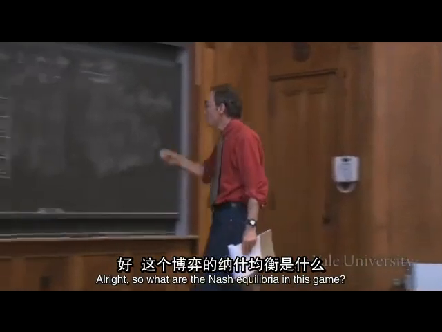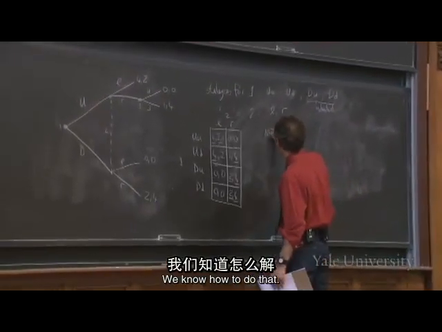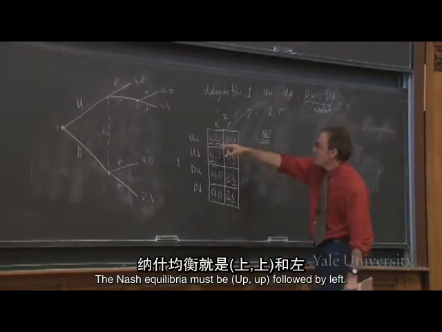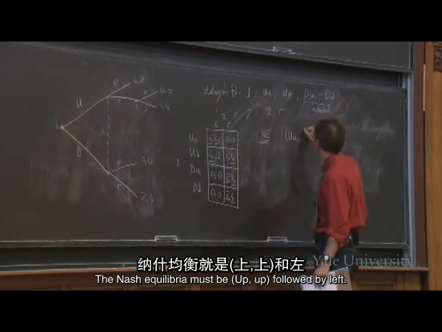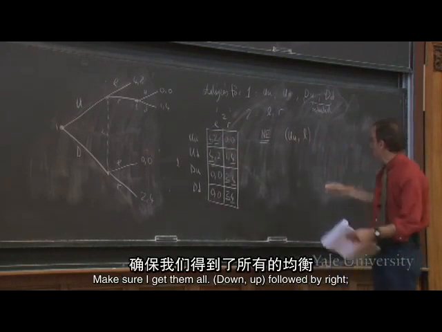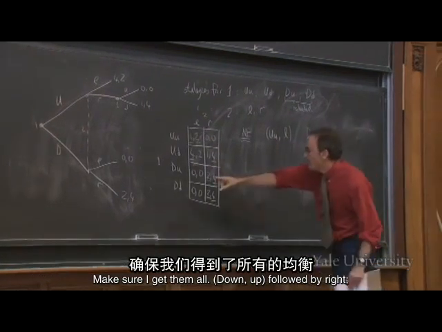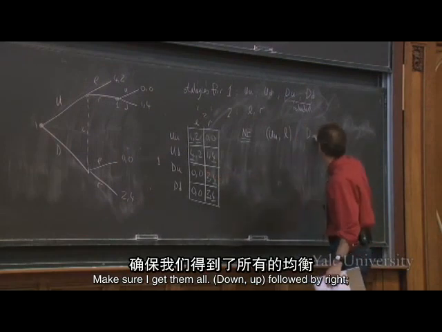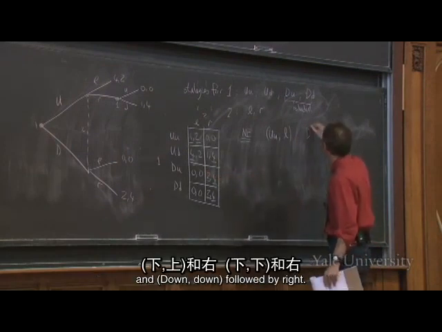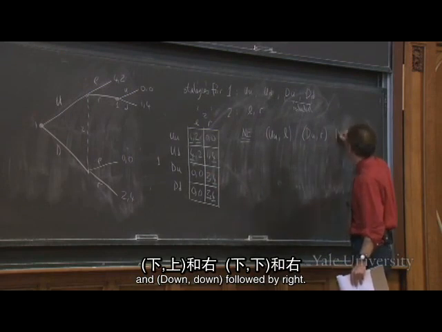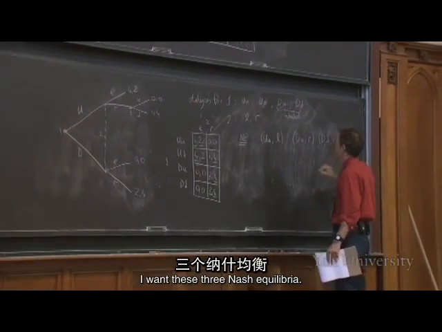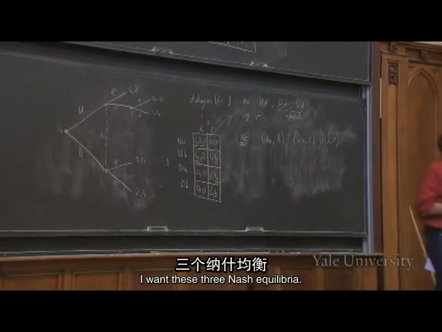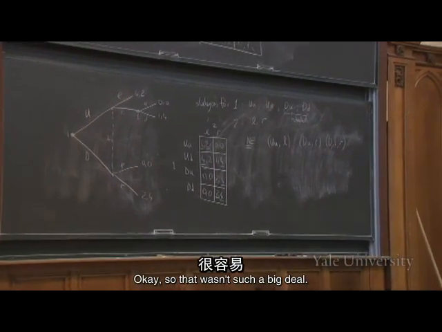All right. So what are the Nash equilibria in this game? We know how to do that. The Nash equilibria must be up, up, followed by left. Down, up, followed by right. And down, down, followed by right. I want these 3 Nash equilibria. Okay, so that wasn't such a big deal.